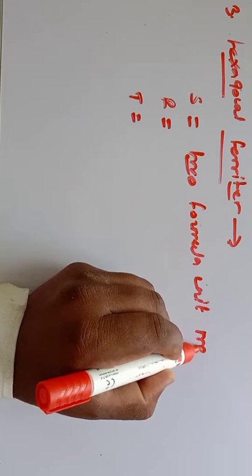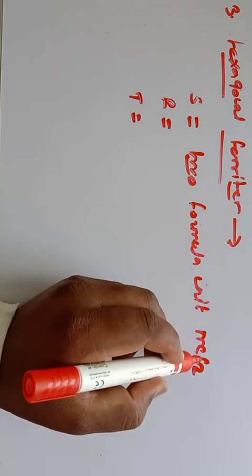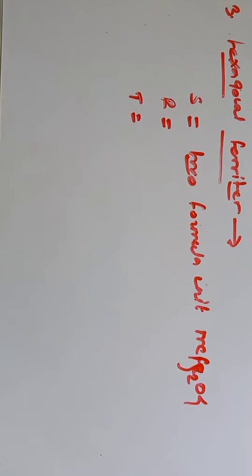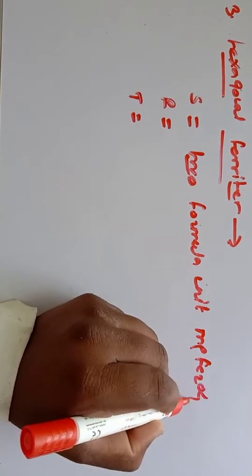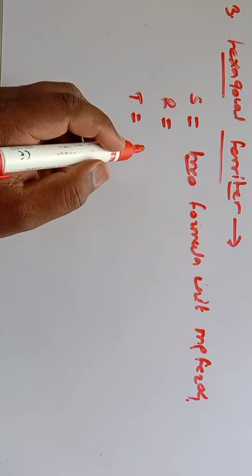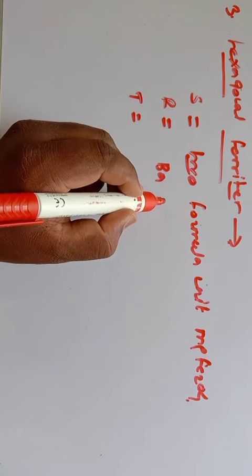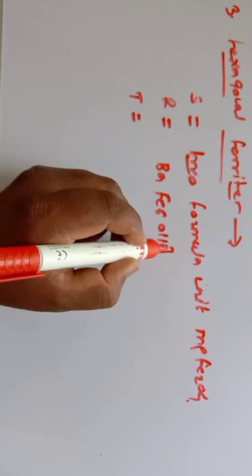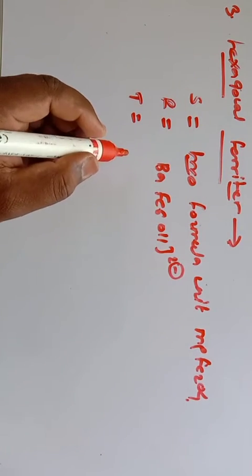that is MeFe2O4, MeFe2O4. Second, the R unit, having barium Fe6O11 with a -2 charge, and the third one has four layers with formula.